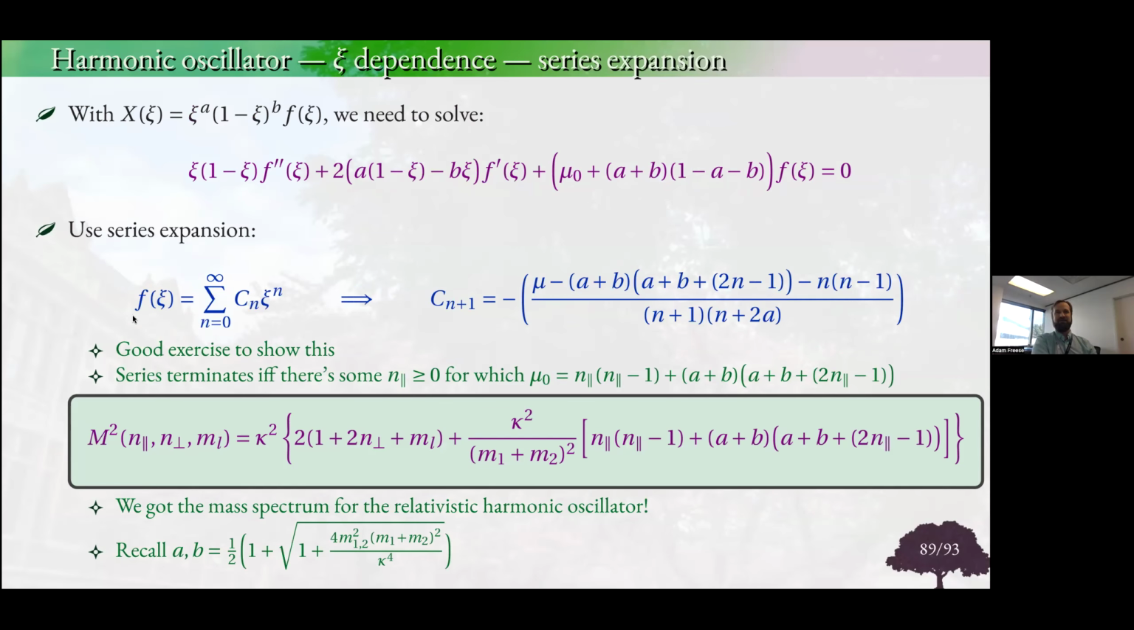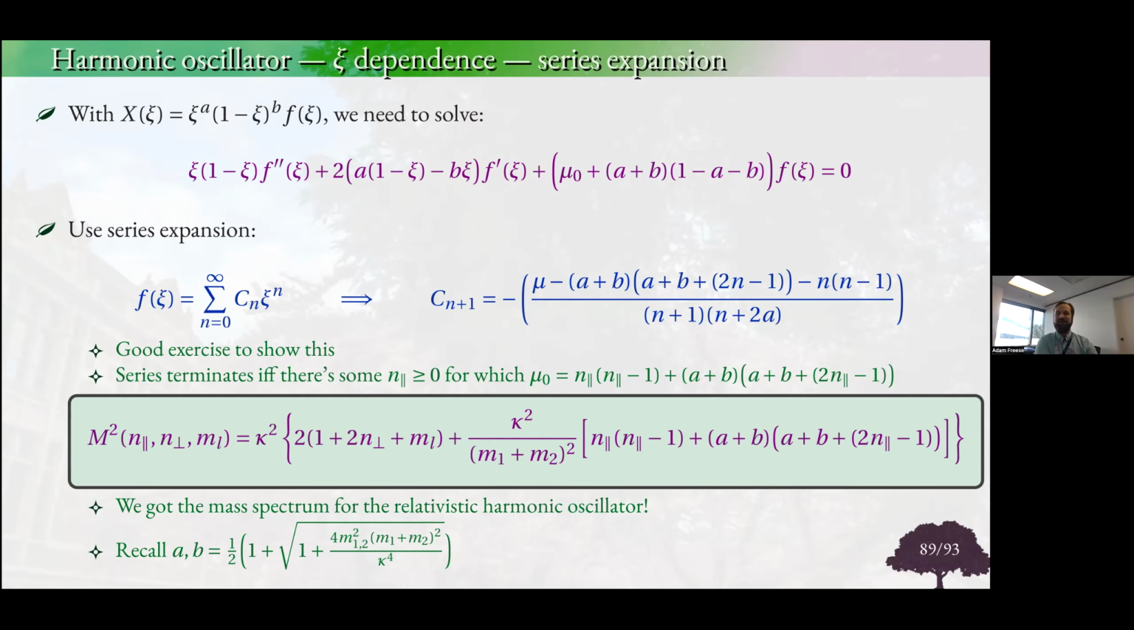If you write it out as an infinite series with coefficients Cn, you find that for this equation to be valid, you have to have this recursion relation for the c's. This should actually be multiplied by Cn here, another typo. So Cn plus 1 is this quantity times Cn.